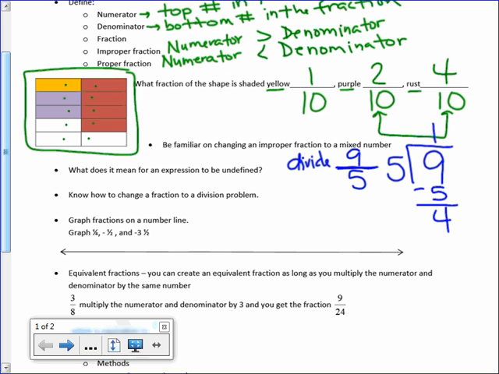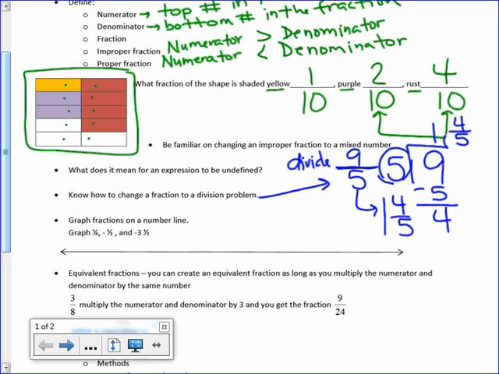So it's not 1 remainder 4. We're going to write the remainder as a fraction. Okay? So I have 1 whole and 4 out of the 5 left over. So 9/5 is the same as 1 and 4/5. Okay? Know how to change a fraction to a division problem? That's what I just did over here. The numerator is going to go inside the box. The denominator is going to go outside the box.